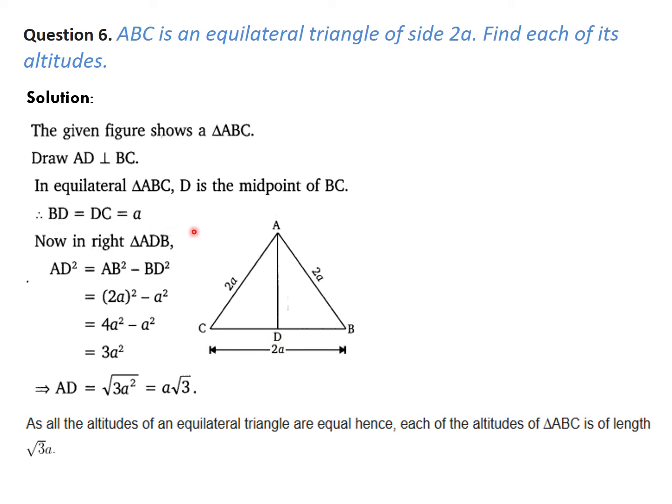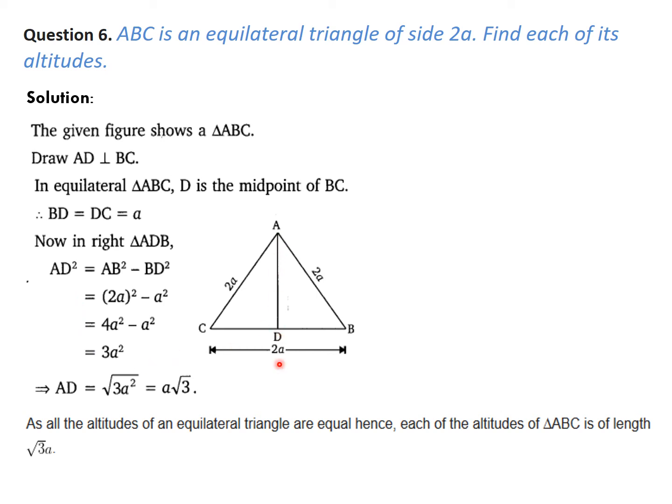Now in triangle ABD, you can use the Pythagoras theorem, that is, AB square is equal to AD square plus BD square. So we can say AD square is equal to AB square minus BD square. Let's put the values: AB is equal to 2A, so AB square equals (2A) square. BD square is equal to A square. From here, if we just calculate, we'll get AD square equals 3A square.